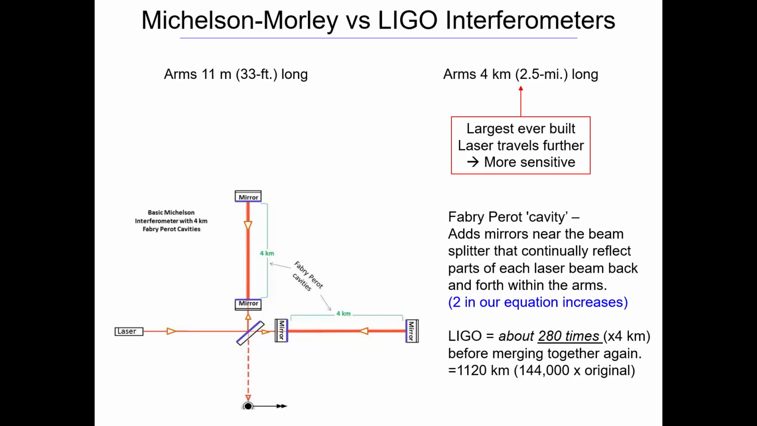But the Fabry-Perot cavity was one thing. That makes 280 times 4 kilometers before merging together. That's 1,120 kilometers, or 280 times the original.